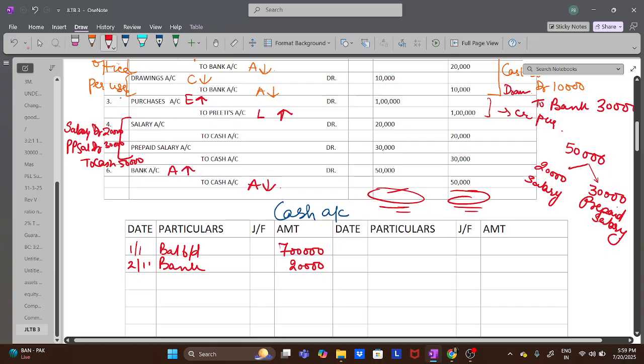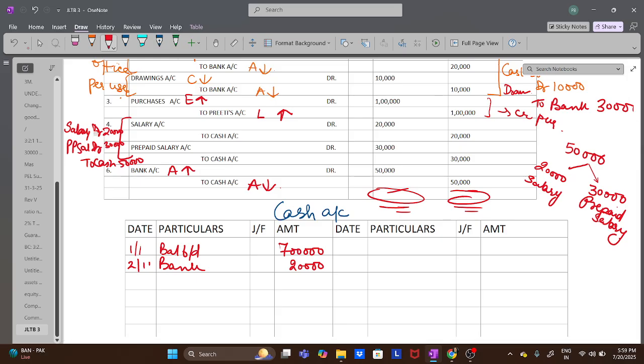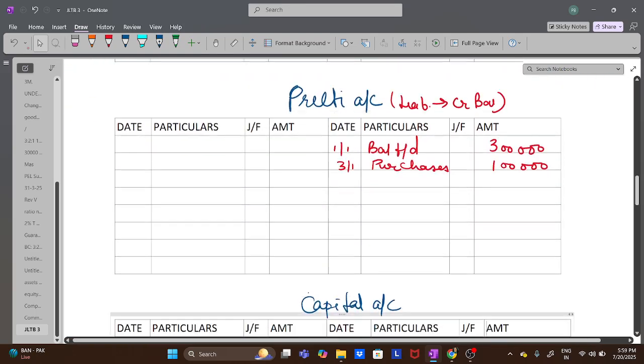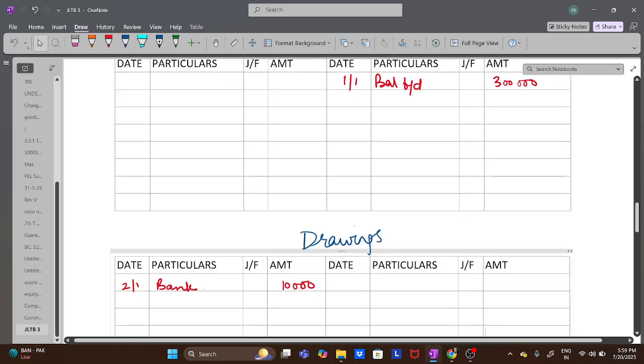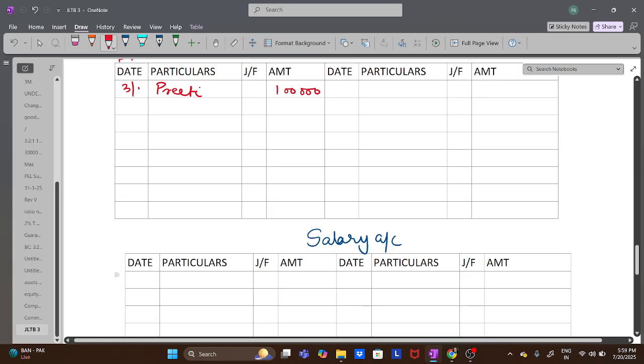Next ledger is salary to cash. I have clubbed this entry also, but let me teach you ledger separately. Salary debit, cash credit. How much? 20,000. So date is 4/1. I write here salary. Amount of salary is 20,000. Let me come to salary ledger for you now. Come to salary.